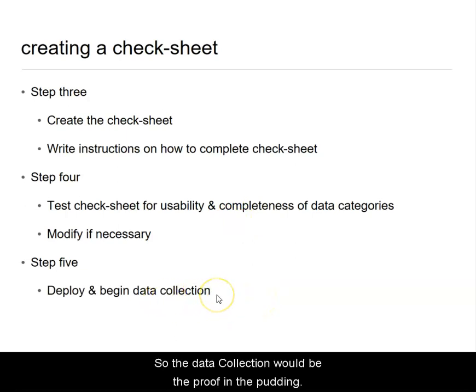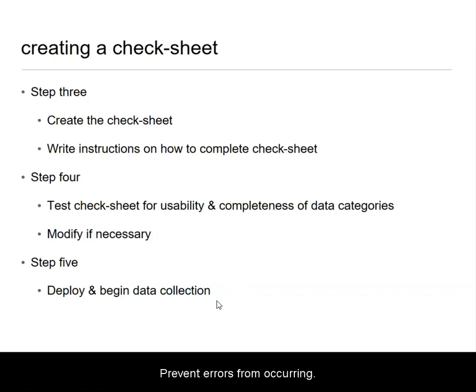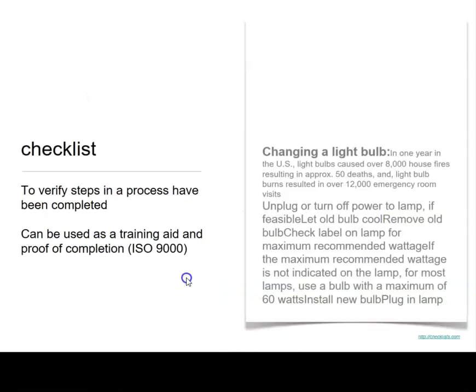So the data collection would be the proof in the pudding in the control phase, where you're seeing how well that check sheet has been used to correct an error, or to define a process, or to prevent errors from occurring. So to verify the steps in the process have been completed, you can also use the check sheet as a training aid and a proof of completion.